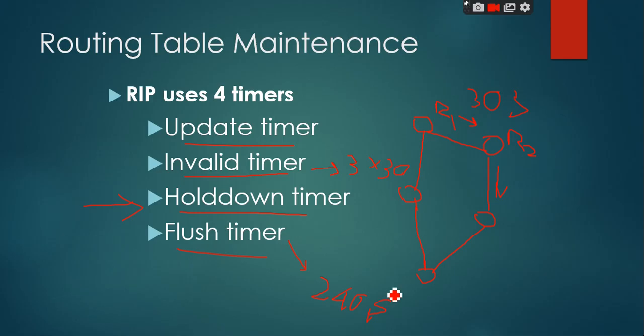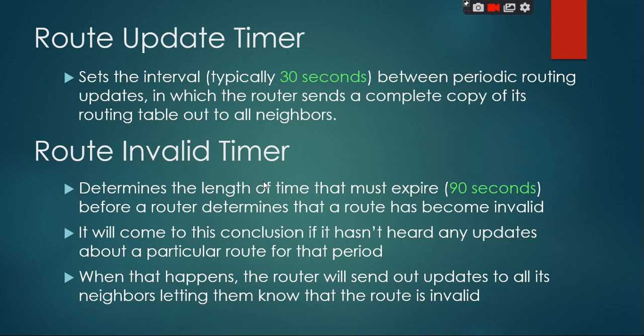Okay, and it will put it in the routing table and update the other networks, saying that okay, R1 is back, you can send messages. So that is known as the hold down timer. The hold down time is again 3 into 30 seconds, which basically means 90 seconds. So hopefully you are clear about the 4 timers.